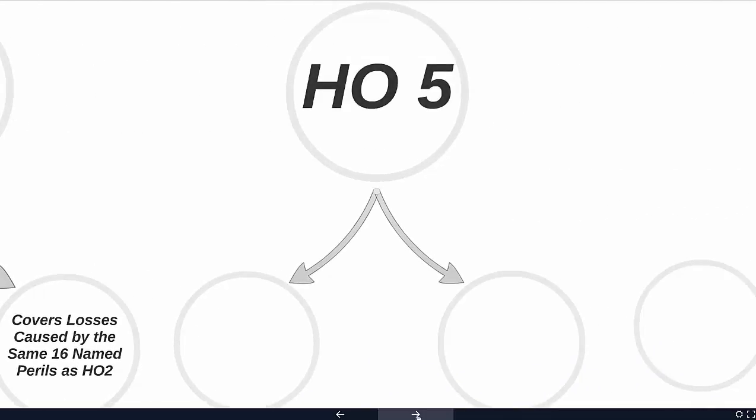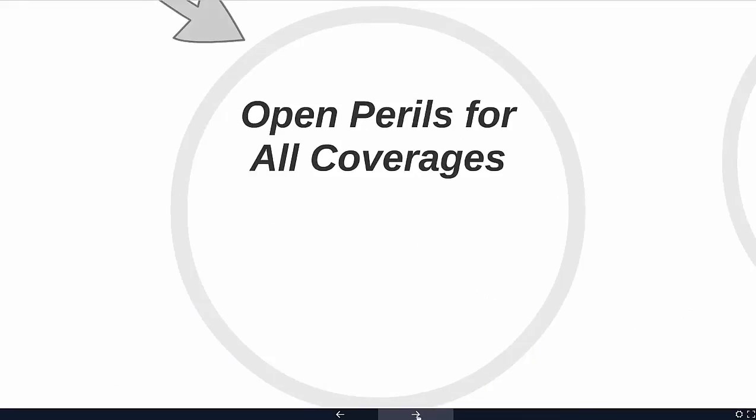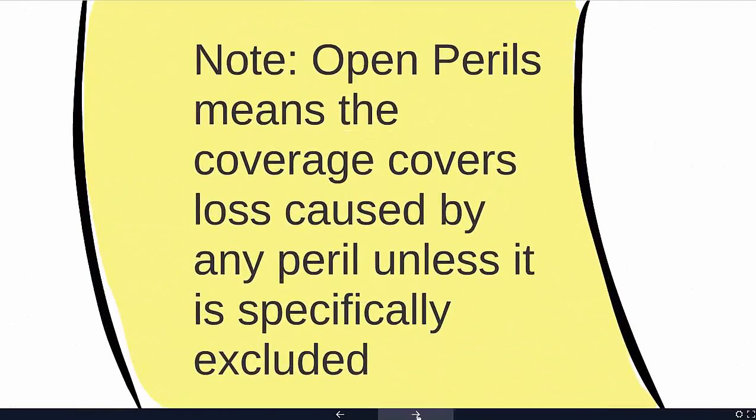HO5 is known as the comprehensive form. It is similar to HOs 1 through 3, but it is the broadest in terms of perils covered. It does provide coverages A through F, just like HOs 1 through 3, but it is open perils for all coverages, so it becomes open perils on coverage C, the contents coverage. And note that open perils means the coverage covers loss caused by any peril except those which are specifically excluded. So remember that you must pay particular attention to the exclusions in an open perils policy.